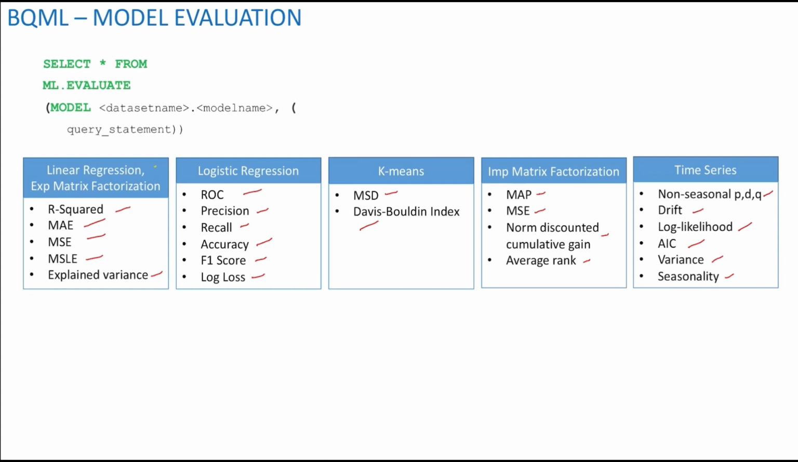So the purpose of this section was primarily to introduce you to the different metrics that BigQuery ML generates depending on the type of model that you create. And we will see this by way of an example as we progress further.